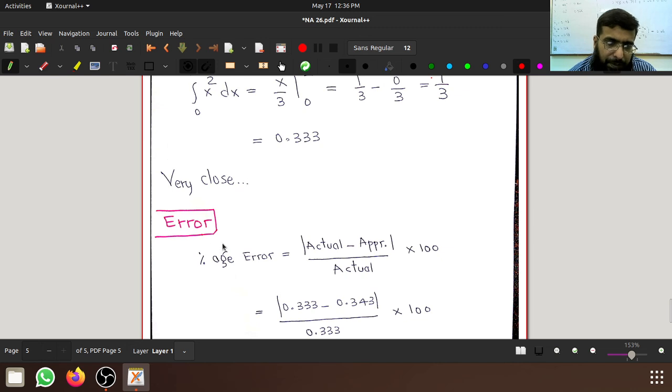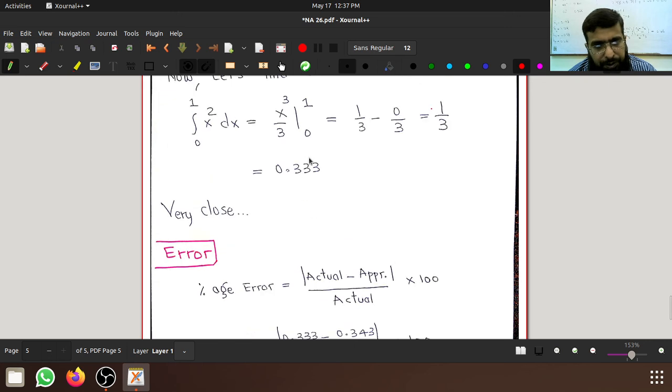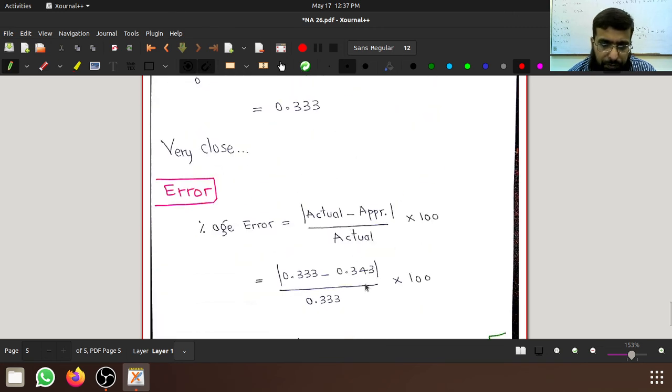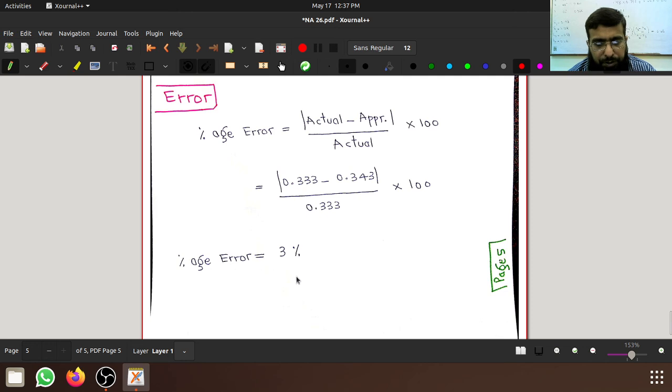Let's find the percentage error. Actual minus approximate divided by actual times 100. Actual is 0.333, approximated using the trapezoidal technique, the answer is 0.343. So the absolute value of the difference, if it is negative it becomes positive, divided by 0.333 times 100. So the error is 3%.